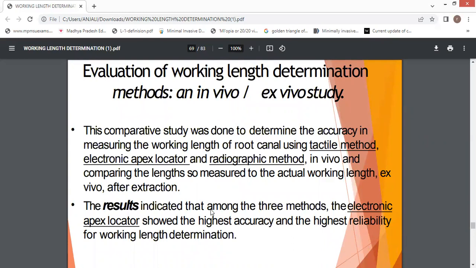Evaluation of working length determination methods, in vivo or ex vivo study. This comparative study was done to determine the accuracy in measuring the working length of root canal using the tactile method, electronic apex locator, and radiographic method in vivo, and comparing the lengths so measured to the actual working length ex vivo after extraction. The results indicated that among the three methods, the electronic apex locator showed the highest accuracy and the highest reliability for working length determination.